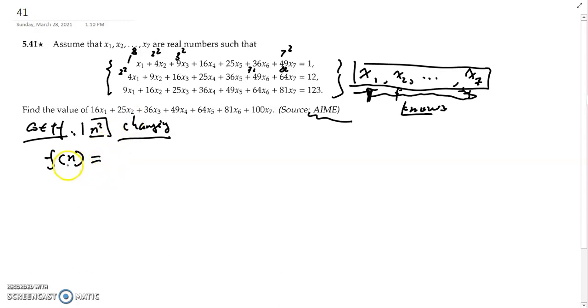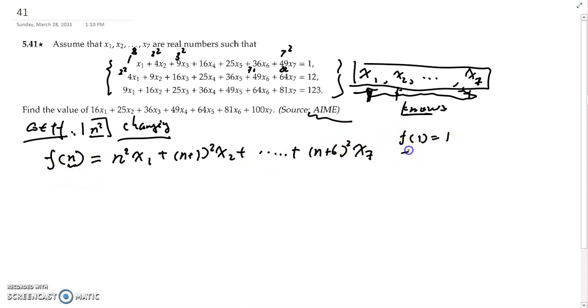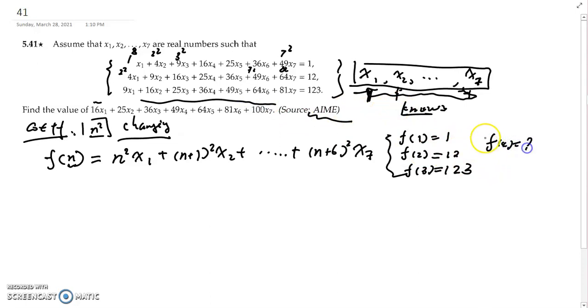Here the function is: n square times x1, plus n plus 1 square times x2, and so on, up to n plus 6 square times x7. So now what do we have? We have f1 equals 1, f2 equals 12, and f3 equals 123. The question is asking what f4 equals.